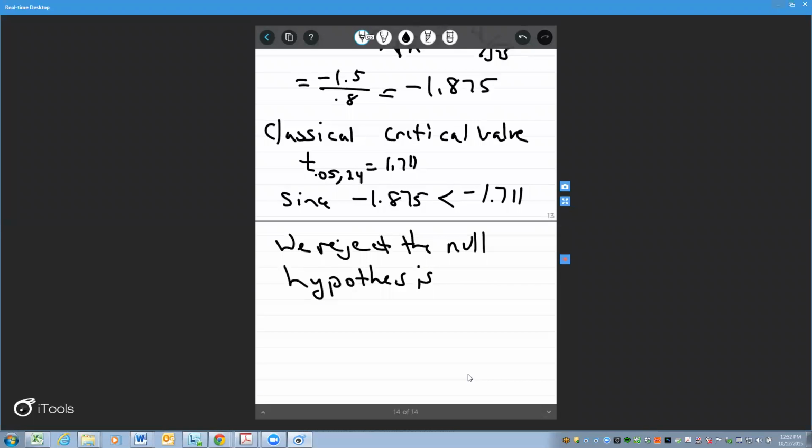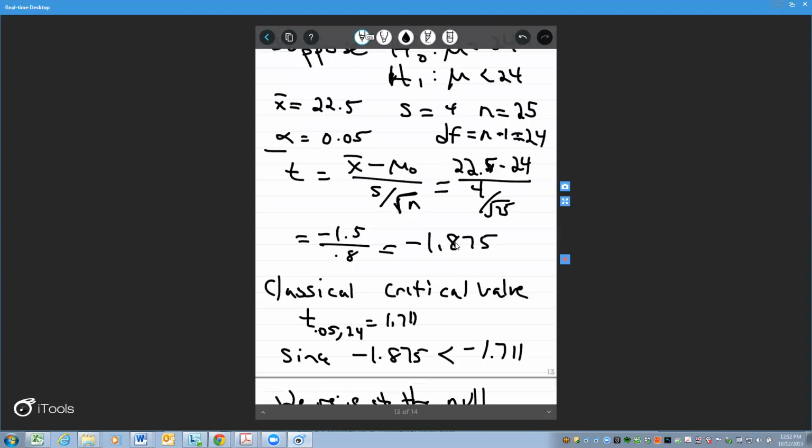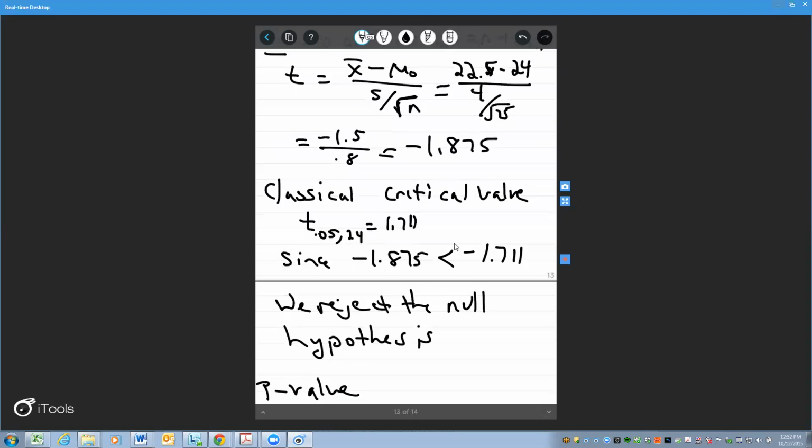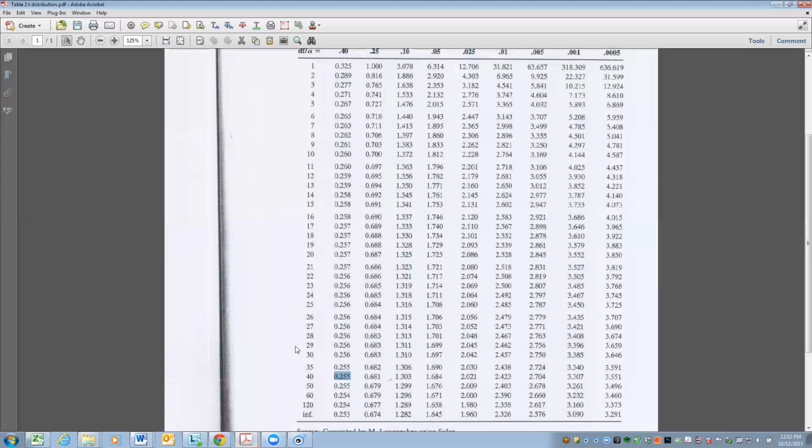The p-value approach would say, go to our table, go to the 24 row, and look for my test statistic of 1.875. Remember, since this is symmetric, I don't need to worry about the sign. The sign just tells me which direction I'm moving. I'm going to go to this 24th row.